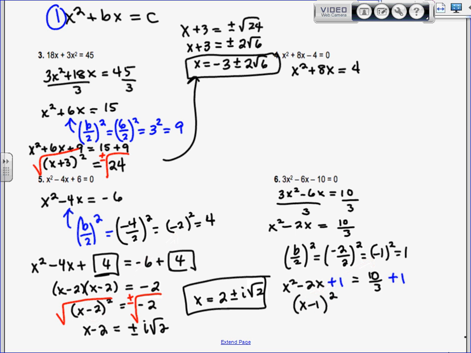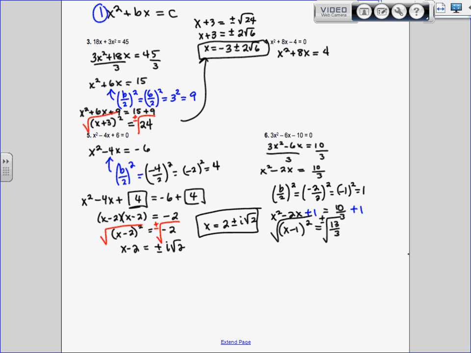All right. So I have equals 10/3 plus 1. So it's going to be 10/3 plus 3 over 3. So I'm going to get 13/3. So 13 over 3. I take the square root of both sides. I write plus or minus. So I get x minus 1 equals plus or minus the square root of 13 over the square root of 3. So I bring the square root in both pieces. Right, I'm going to add 1 over, so I get x equals 1 plus or minus the square root of 13 over the square root of 3.